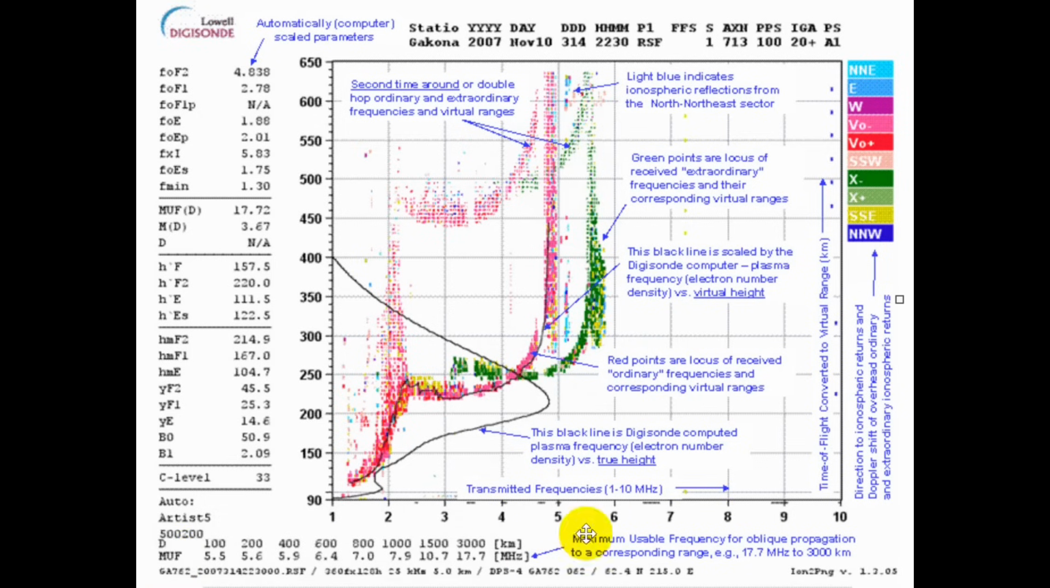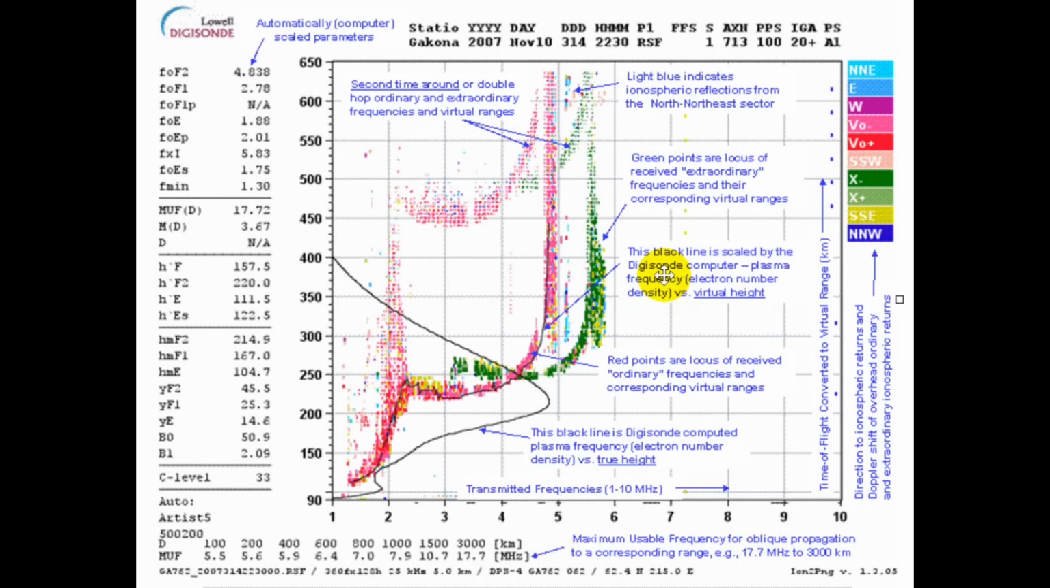So you've got ordinary, extraordinary, and this will tell you down here what the maximum usable frequency is at different ranges. See, this is straight up, but the MUF, or maximum usable frequency, for 100 miles this way, is 5.5 megahertz, because you can see it just gets right in there, it stays there. But as you hit it at a slant angle, for a long hop, you can use up to 17 megahertz. So this is for an oblique propagation line. Oblique means at an angle rather than straight up.